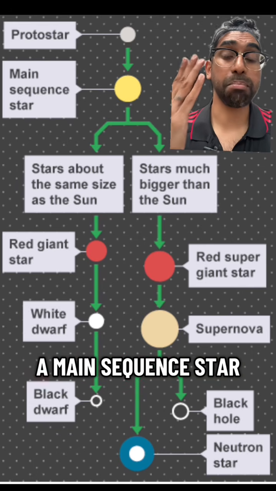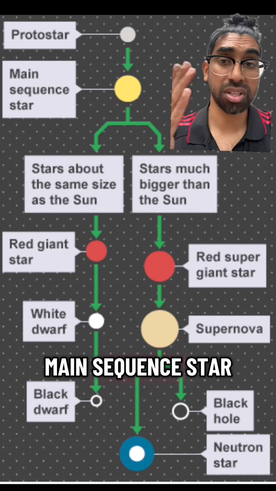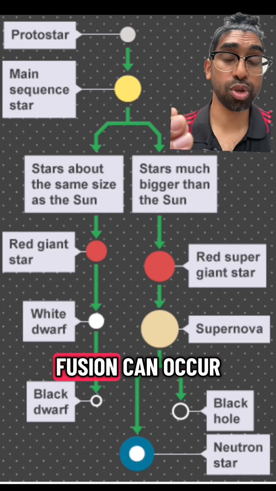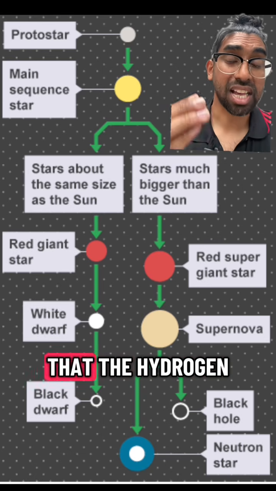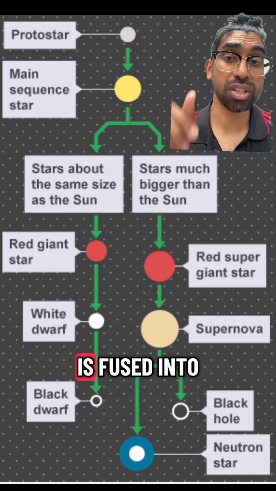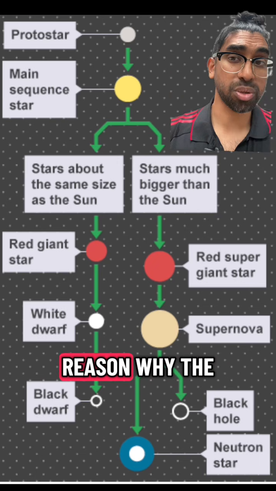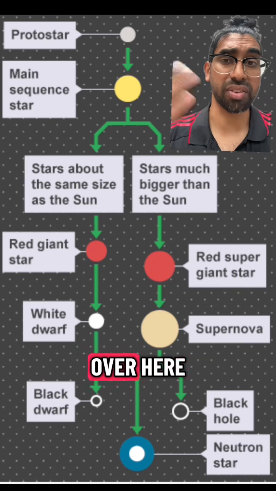Finally, it becomes a main sequence star. So when the temperature is hot enough, it becomes a main sequence star, and now nuclear fusion can occur. And that means that the hydrogen that we had initially gets fused into helium. So hydrogen is fused into helium, and energy is released in heat and light, and that's the reason why the sun gives off heat and light over here.